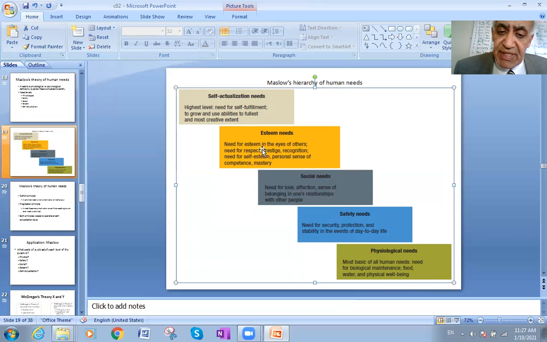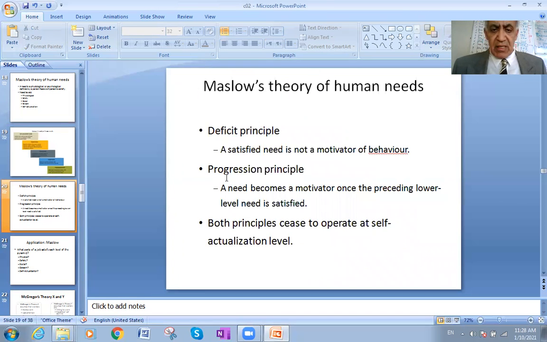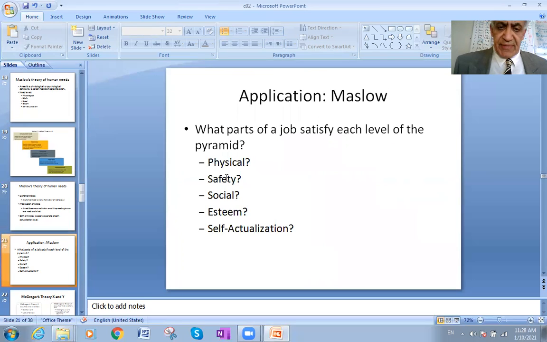Esteem needs, for esteem in the eyes of the others. Like I told you, check the mirror. Let the others be your mirror. Need for respect, prestige, recognition, all this esteem. And the fifth part is the self-actualization needs, which is the highest level, need for self-fulfillment. What do you do to grow and use abilities to the fullest and most creative extent? You're struggling with life to reach the top, like what we say. So those are Maslow's theory.